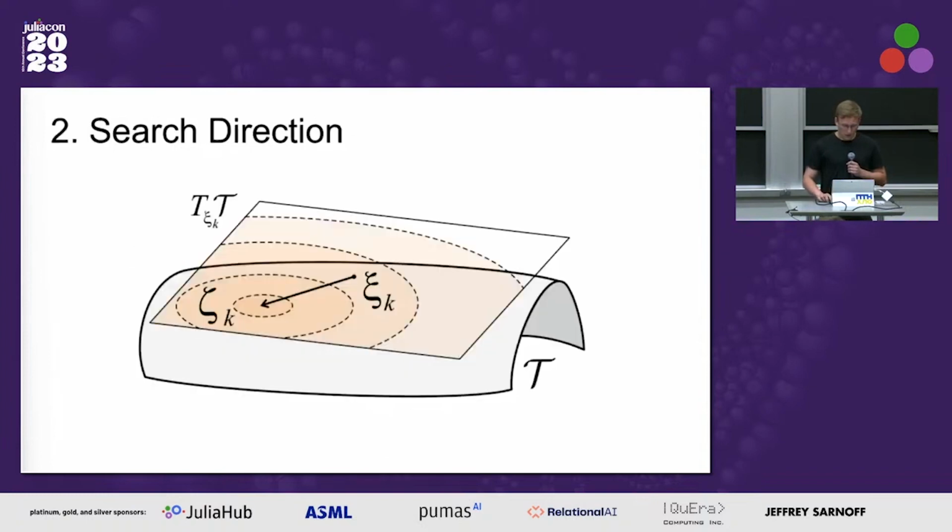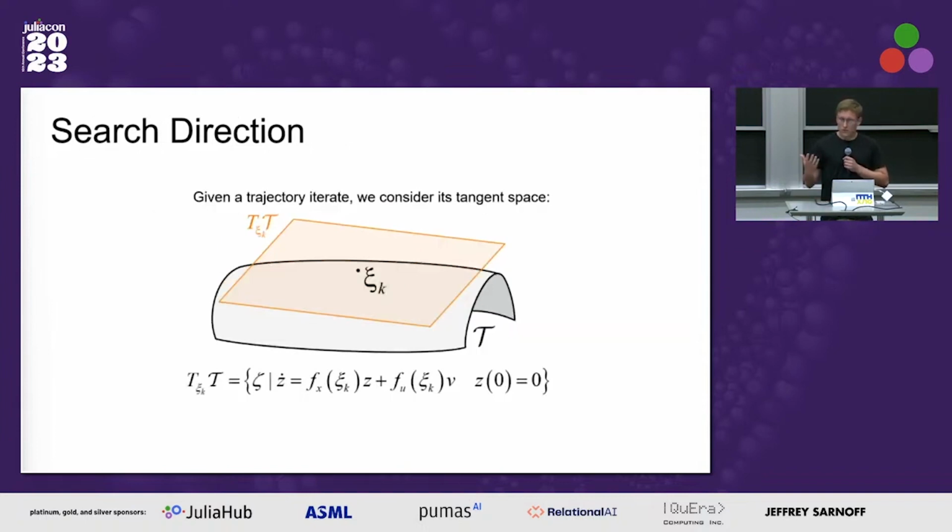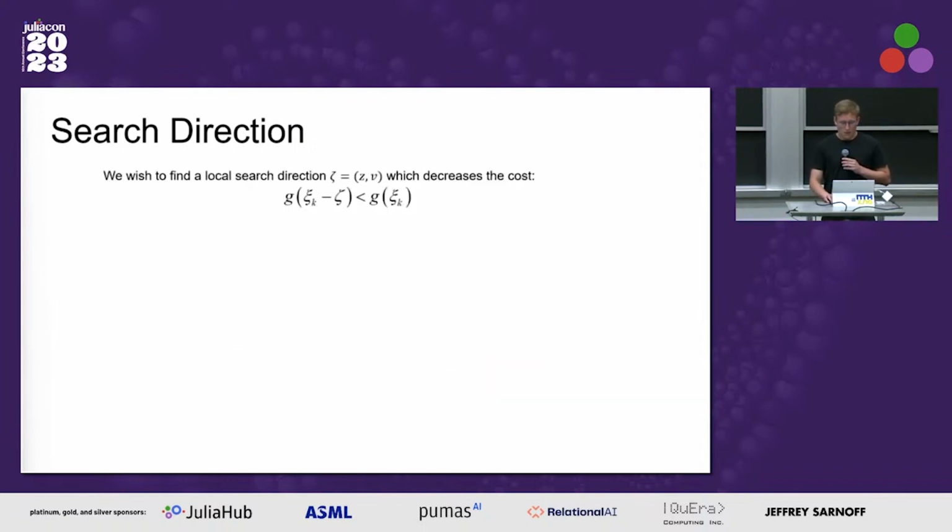The next step after this is to determine the search direction. This is done by solving a reduced order optimization problem in a tangent space to the current trajectory. The first step of doing so is to take a look at the tangent space itself. This is also defined with a linearization of the dynamics. Now with this, we want to find a search direction that will lower the cost of the next step. If we take our current trajectory and add our search direction to it, the cost should be lower than the cost of our current step.